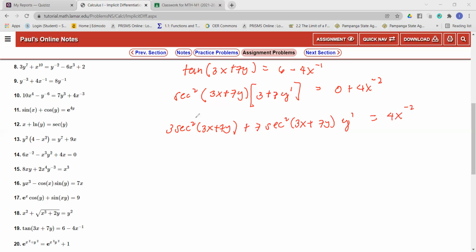Okay. So ito ngayon, lilipat sa kabila, ito maiwan. I will be having 7 secant squared of 3x plus 7y, y prime, equals 4x raised to negative 2 minus 3 secant squared of 3x plus 7y. Then dividing both sides with this one, so we'll be left with y prime. So just copy this.